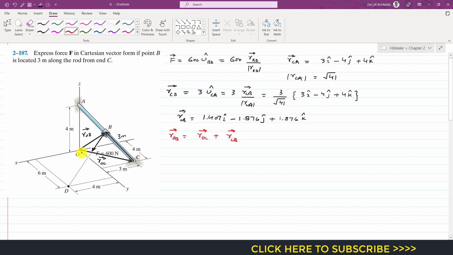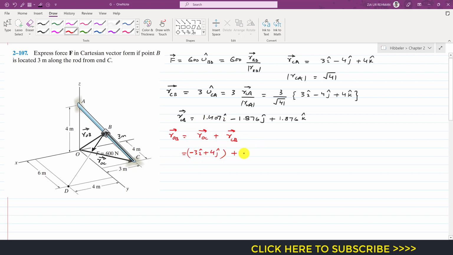Again we need to move from point O until that point C. So from point O we need to move 4 meters in the positive y direction, so I will write 4j, and then we need to move 3 meters in the negative x direction, so I will write minus 3i. So this is ROC.